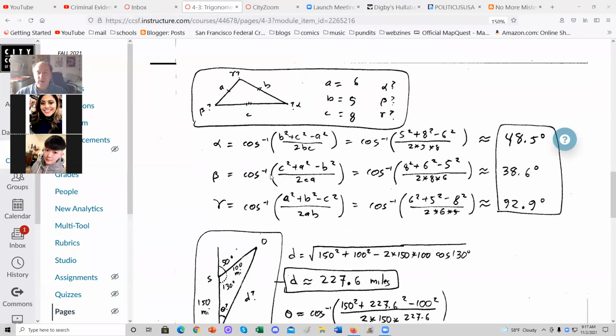So beta is arc cosine of (C squared plus A squared minus B squared) over 2CA. That's arc cosine of (8 squared plus 6 squared minus 5 squared) over (2 times 8 times 6). That comes out to about 38.6 degrees. Now, at this point, with these two angles, we could find the third angle by subtracting them from 180. That would work, but it uses what I call slightly less fresh ingredients.